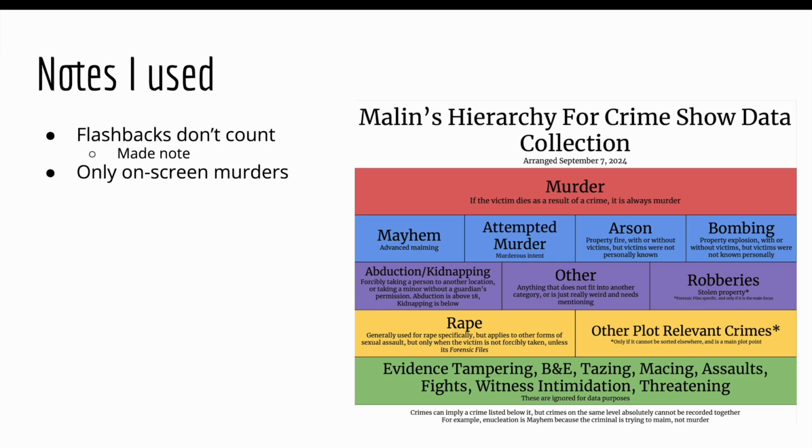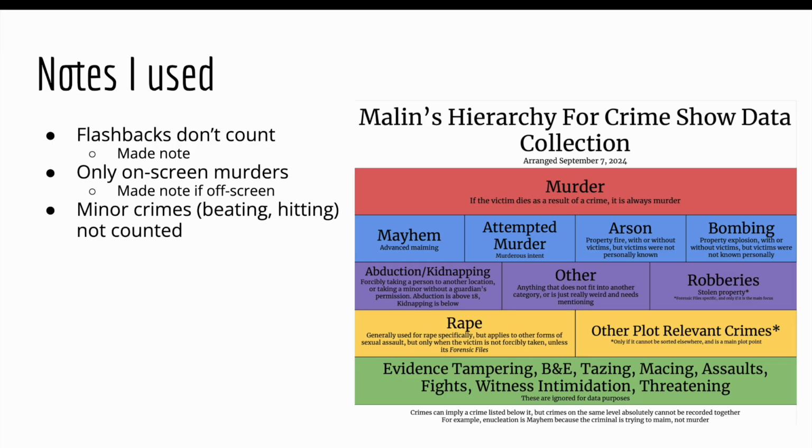I only record on-screen murders, and my definition of an on-screen murder is either seeing someone actively die or actively about to die, but maybe it cuts away, seeing a body at a crime scene, or even seeing a body in the morgue. If I don't see a body at any point, then I count it as being off screen and I don't record it as a murder, but I always make note of it. Minor crimes such as beating or hitting are not counted.